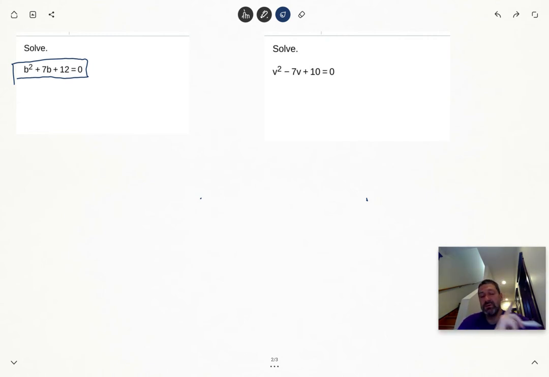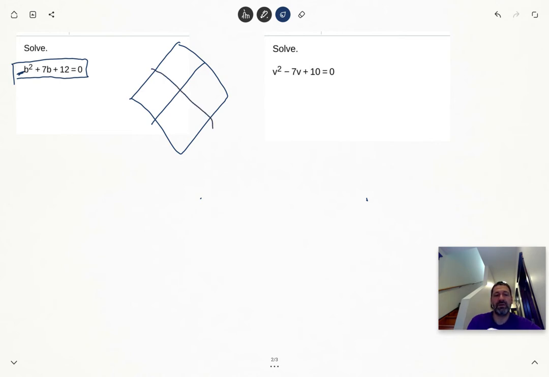So again, if there's no coefficient in front of the first term and it's in standard form, there's a very specific type of factoring that we can do to solve that quadratic equation. So what I do is I create a diamond, and I put the third term on top and the middle term on the bottom. And then on the two sides, I think of two numbers that would multiply to give me the top number that I could also add to give me the bottom number.